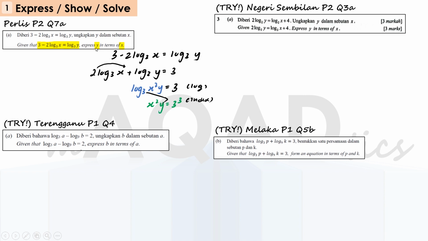So now if we go back to the question, it says express y in terms of x, so everything which is not y to the right side. Okay, so now I'll pause a few seconds to let you all try out the other 3 similar questions.